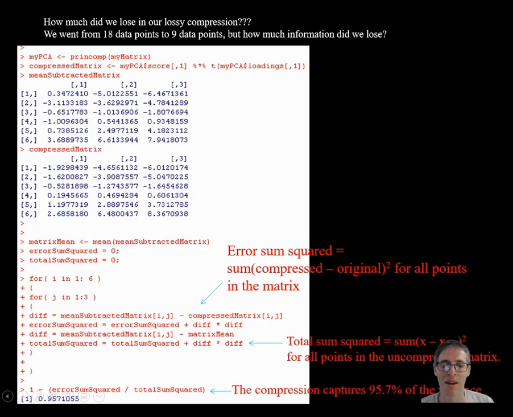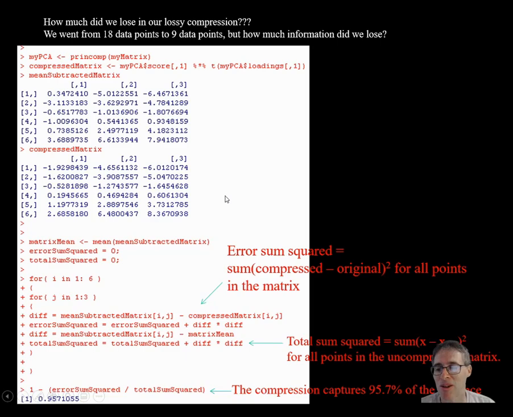And I'm going to divide that, of course, by the total sum squared, which is just x minus x average squared for all points in the uncompressed matrix. So I just take the average of all these 18 data points and then do the sum of x minus x average squared, which is the same total sum squared that we've had since the beginning of the semester. And 1 minus the ratio of those we'll call how much of the information that we capture. So we did pretty well. These 3 columns are still fairly well correlated with each other, even though I've added a little bit of noise.